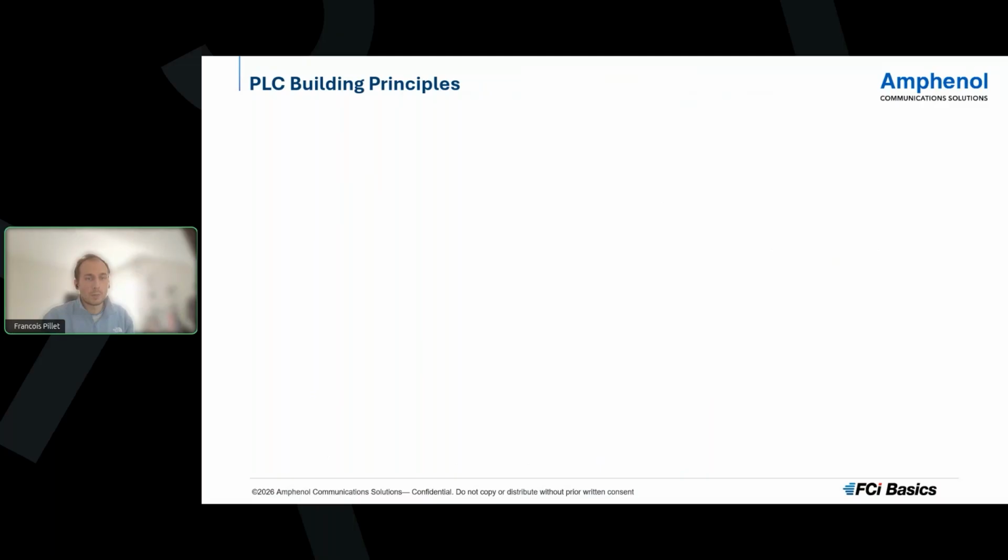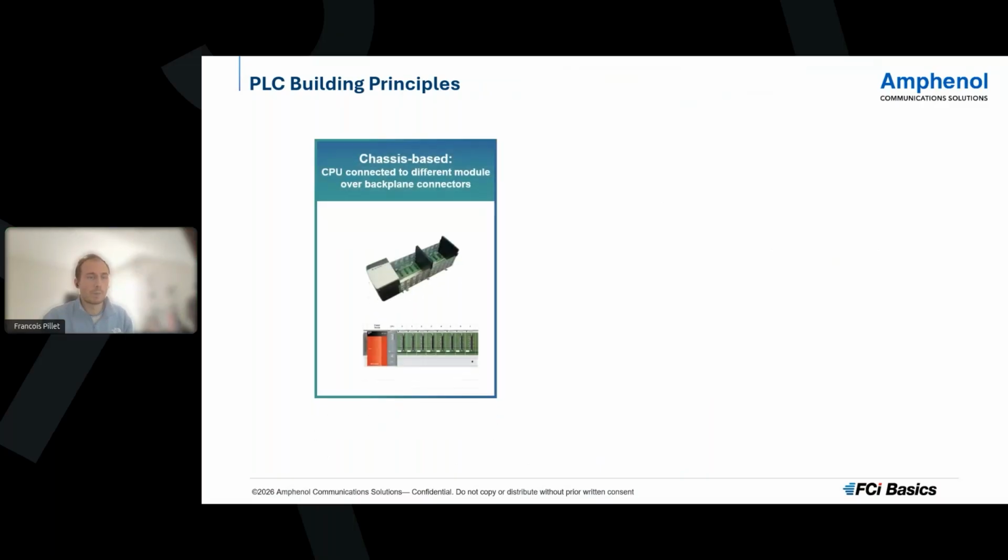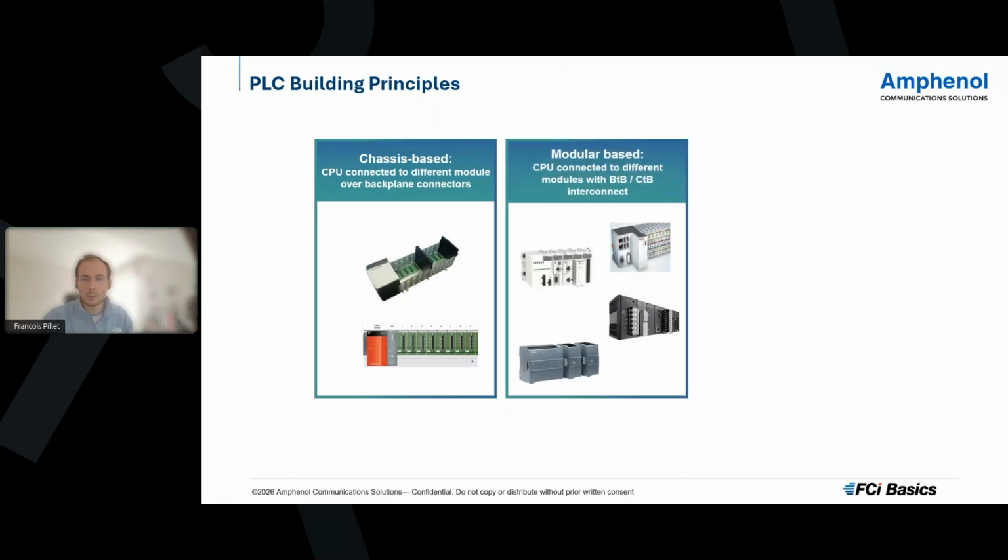All the modules we listed previously reflect some generic building principles that we are going to see in a moment. First principle, PLCs are usually chassis-based, which means they are connected to different modules over backplane connectors, for instance, a DIN-rail. This allows a common interface in a standardized form. Second principle, thanks to this chassis-based configuration, additional modules can be added or removed to offer flexibility. As we will see in a dedicated focus slide, this modularity can be achieved with various board-to-board and wire-to-board interconnect solutions.